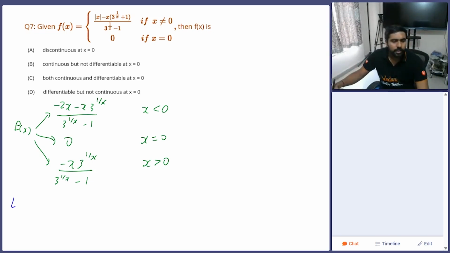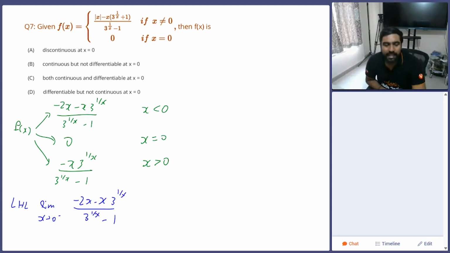Let's first of all check continuity. So I'll go for left hand limit. For the left hand limit, limit x tending to 0 minus, I'll get minus 2x minus x into 3 power 1 by x divided by 3 power 1 by x minus 1. And now we go straightforward over here.